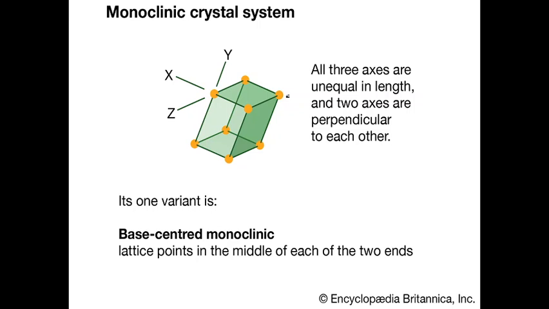Now coming to the fourth crystal system, which is the monoclinic crystal system. Here all 3 axes are of unequal length and 2 axes are perpendicular to each other. So I can write the relation like A not equal to B not equal to C and alpha equal to beta equal to 90 degrees, which is not equal to gamma. So here the only variants of the monoclinic crystal system are the simple structure and the base centered monoclinic structure.